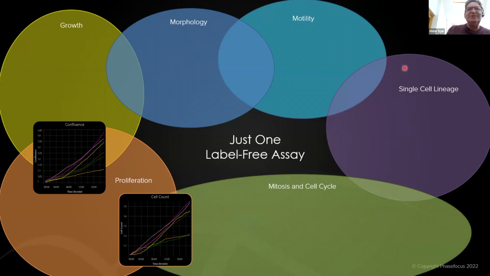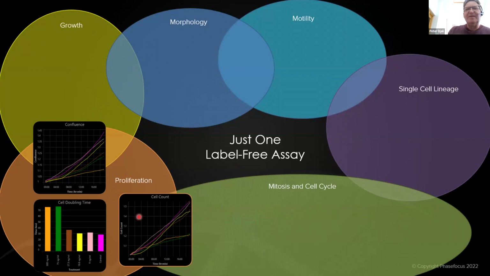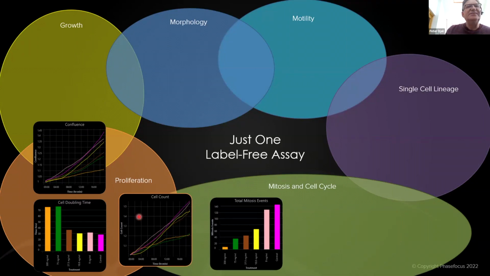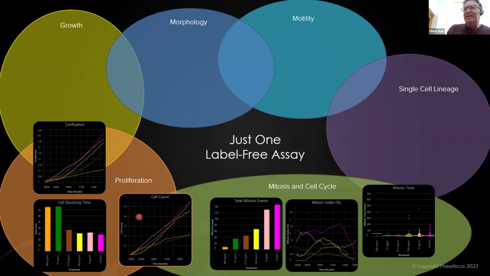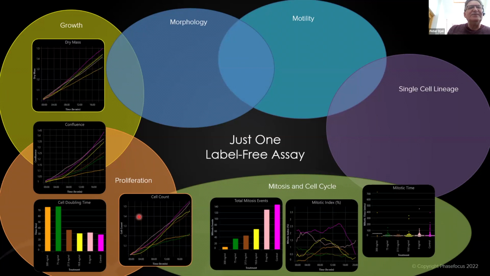And when you can distinguish cell count from confluence, then you know whether your cells are becoming megalocytic or whether they're truly dividing. And if you measure when they're truly dividing, you get information like cell doubling time. You get the total mitotic events. You get mitotic index and mitotic time. And when you've put all that together, you can start looking at how cells grow.